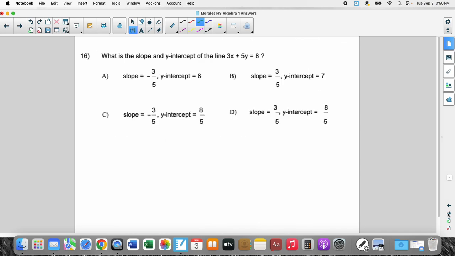Number 16, what is the slope and y-intercept of the line 3x plus 5y equals 8?